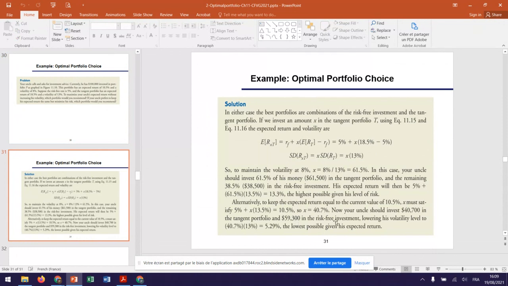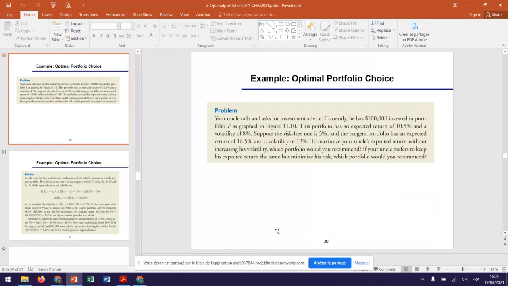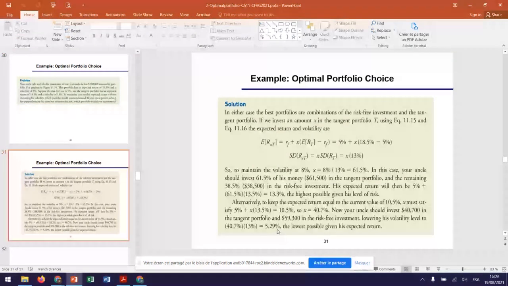And after that, you can see that if you multiply 40.7% by 13%, you're going to get 5.29%, which is lower than the 8%. So your uncle is better off having this new portfolio, where he can keep the level of return at 10.5%, but he bears a risk of only 5.29%.